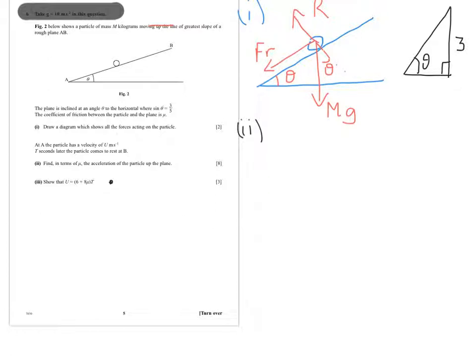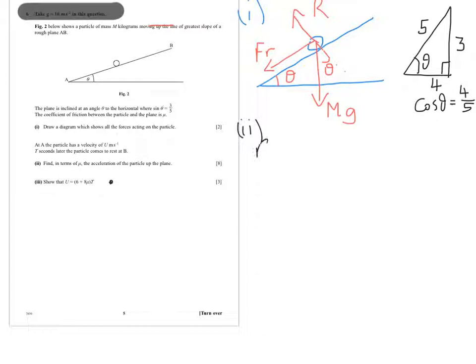So the opposite over the hypotenuse will be in the ratio of 3 to 5. And from Pythagoras we can get that the adjacent side is 4. So that tells us the cosine of theta is the adjacent over the hypotenuse, 4/5. So we're going to be using 4/5 and the 3/5 in our equations when we resolve.